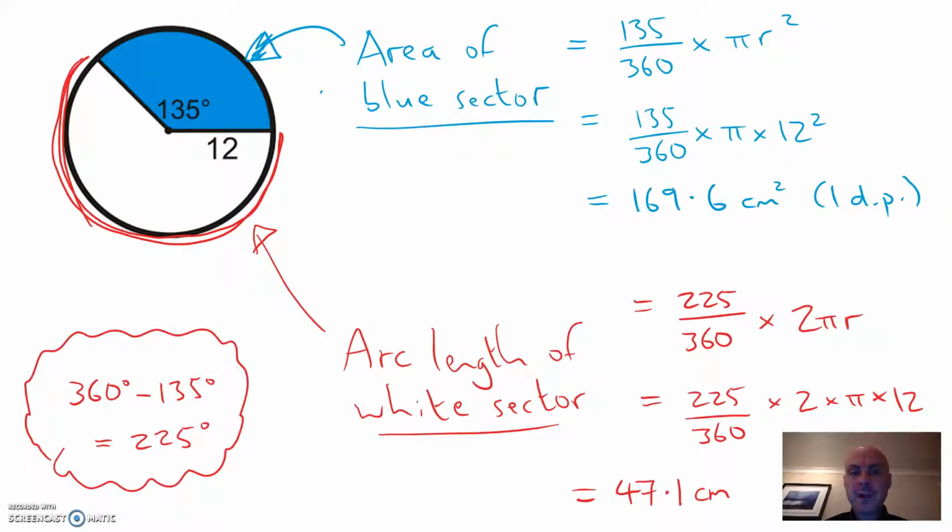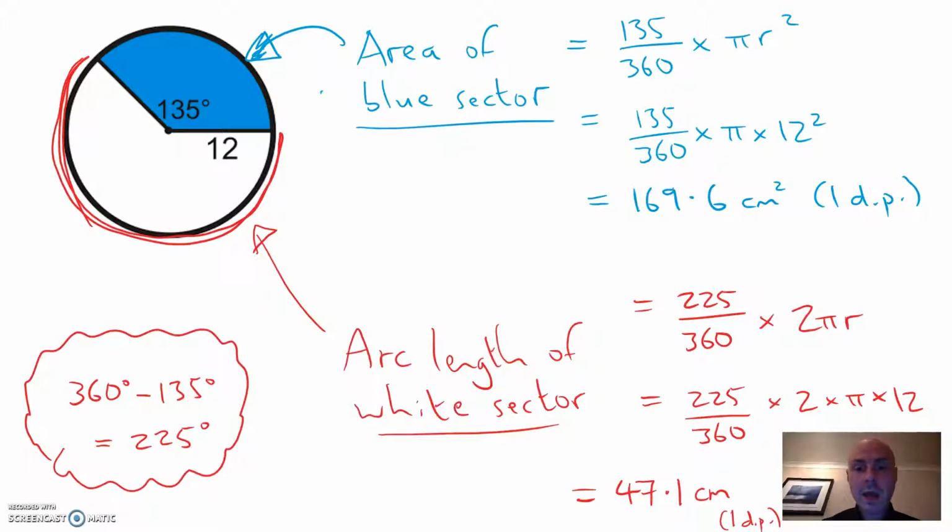Okay, how'd you get on? Hopefully you tried it before you just played on. Area of the blue sector, I got 169.6 square centimetres to one decimal place. And the arc length of the white sector, that should be one decimal place as well. I got 47.1.